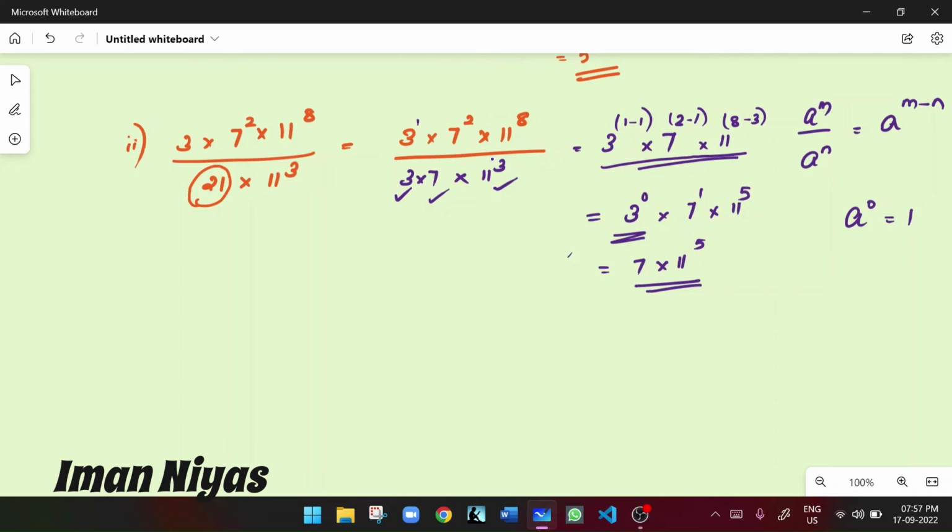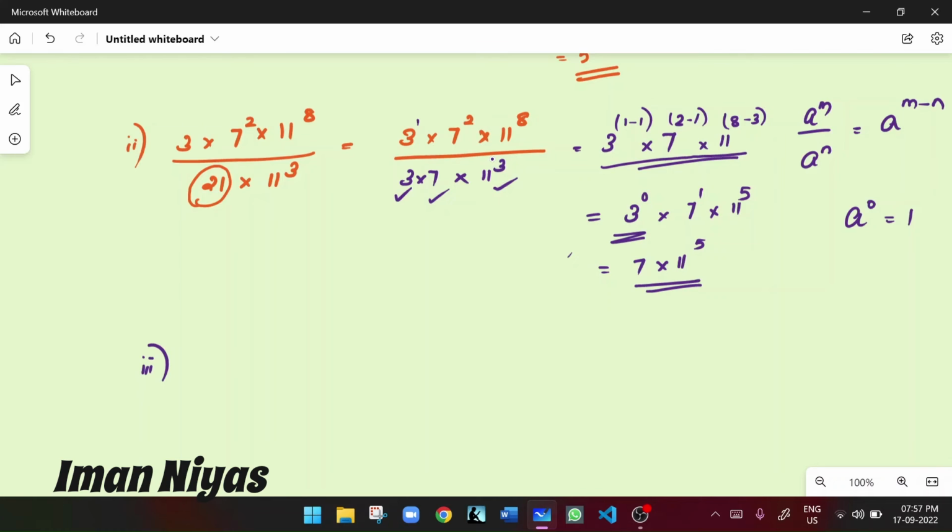Okay, if you have to simplify further, not in exponential form, what you should do is multiply 11 five times, then by 7. That is the simplified form. But here you are asked to write it in the exponential form. That is why we are leaving it like that here. So let's see another example.